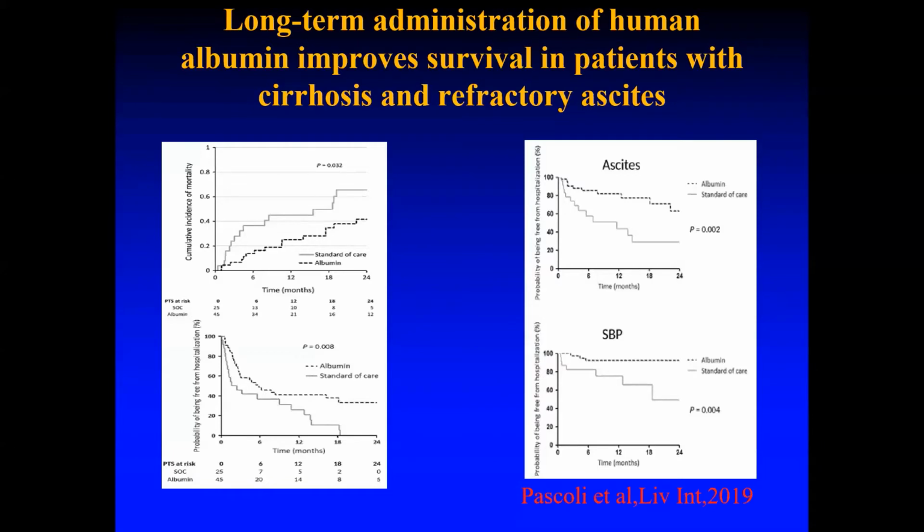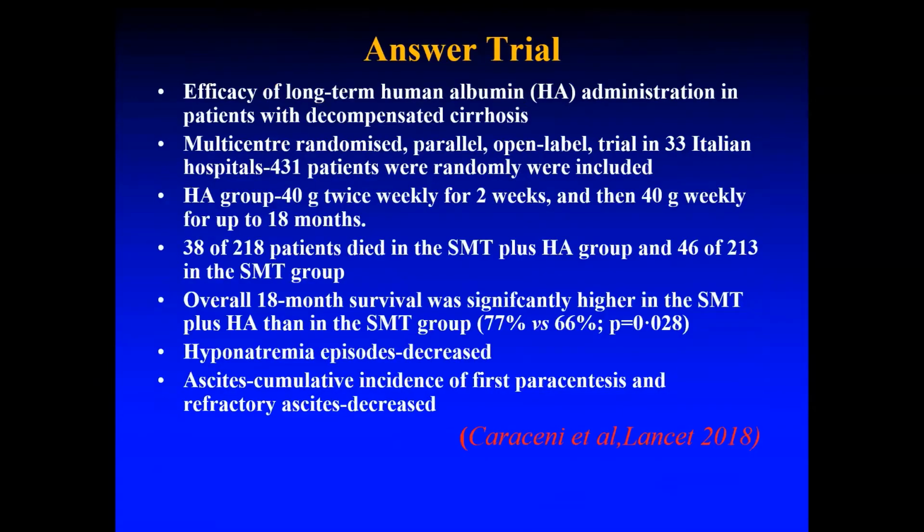This is the study in which they used the long-term administration of human albumin, which improved the survival in patients with cirrhosis and refractory ascites. You can see the cumulative incidence of mortality, which was lesser in the albumin group. Again, they also looked at the probability of being free from hospitalization, and that was also lesser in the albumin group. And then they also looked at the ascites, that was better controlled, and so the SBP, especially in those patients who received albumin.